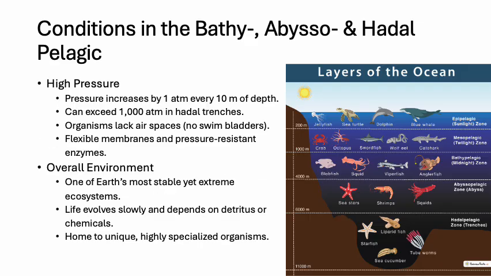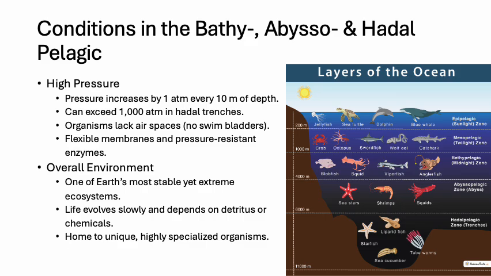Another challenge here is pressure. It increases by 1 atmosphere every 10 meters. By the time you reach the hadal trenches, organisms experience more than 1,000 atmospheres of pressure. This would crush any air-filled structures, which is why deep-sea organisms avoid swim bladders entirely. Their membranes stay flexible and their enzymes resist pressure changes. Despite these extremes, this environment is incredibly stable. With no seasons and little light disturbance, evolution moves slowly and creates highly specialized species that survive in ways that seem almost impossible.